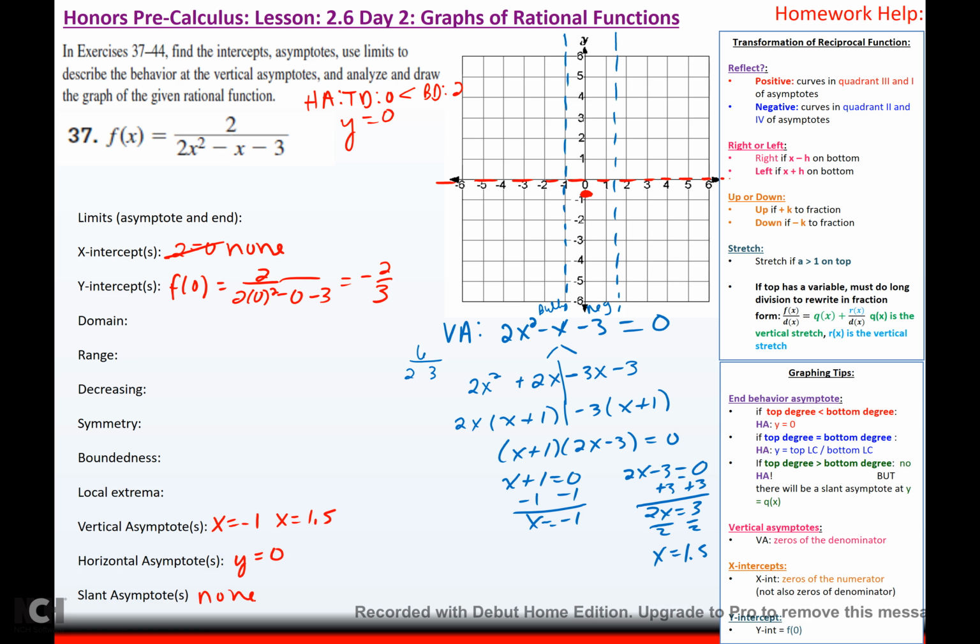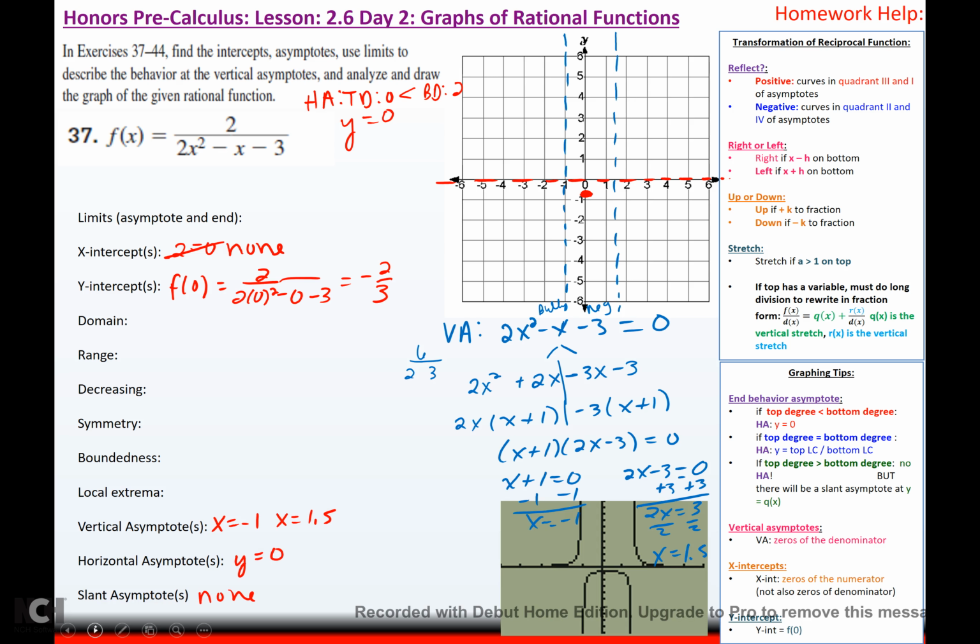So now, to get the picture, we should pick points and plug them in, but we cheat a little bit and we use the calculator. So we know that it does this. It's asymptotic between the asymptotes. It comes up and does this parabola thing in the middle, and it comes down over here. Okay, so there's my graph.